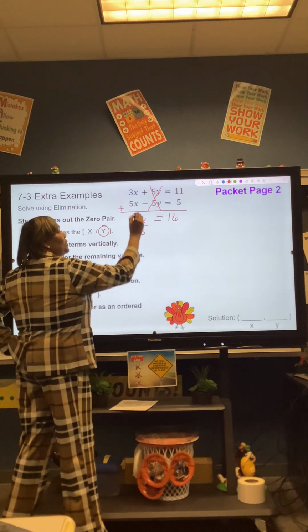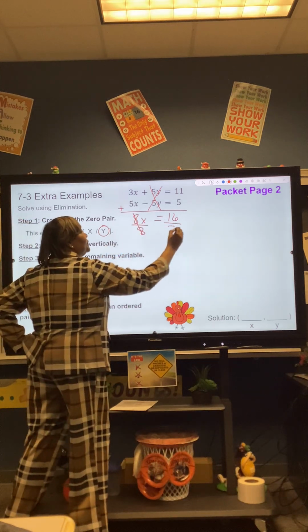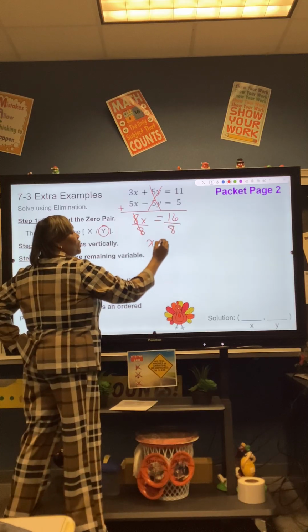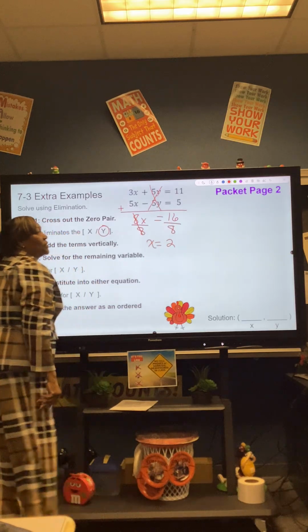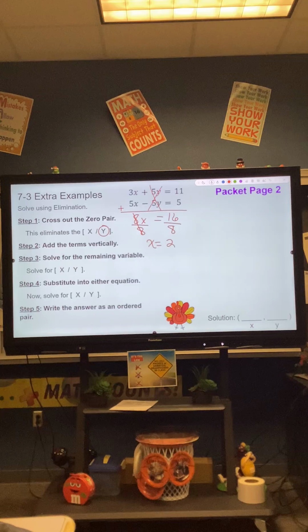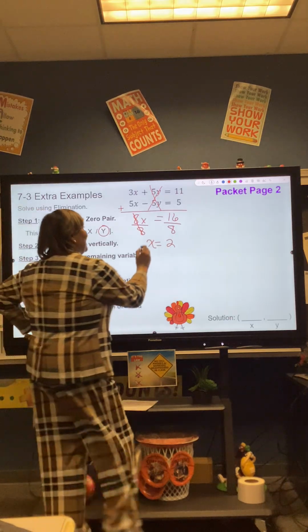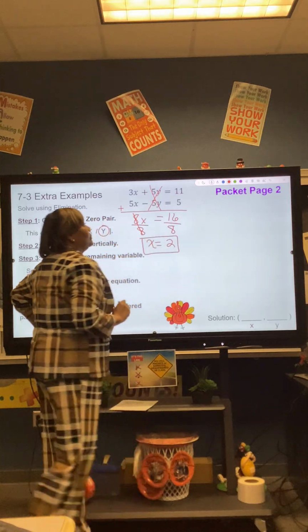Divide each side by your leading coefficient. So that means x is going to be equal to what? 2. Am I done? No. Because if I have an ordered pair, I want to know where these two lines are going to intersect. Okay? I want to know where it's going to cross. So I need to go back and substitute.